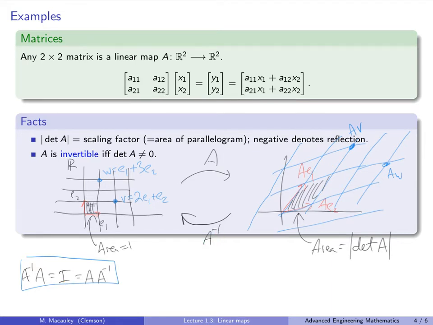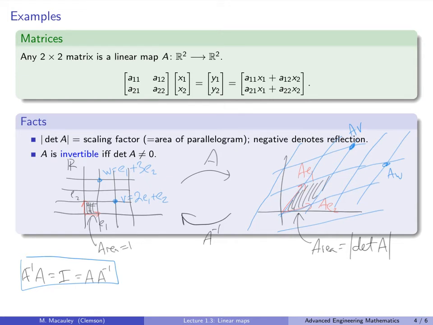Well, notice that anytime these vectors, A E1 and A E2, are not collinear, meaning they're not in the same line, then we can just move them back to where they came from. So we can define the inverse map that sends this A E1 down here, over there, and sends A E2 up to the y-axis. And that just undoes what the map A did. And this is possible if and only if these things are not collinear. And that is true if and only if this parallelogram has a non-zero area.